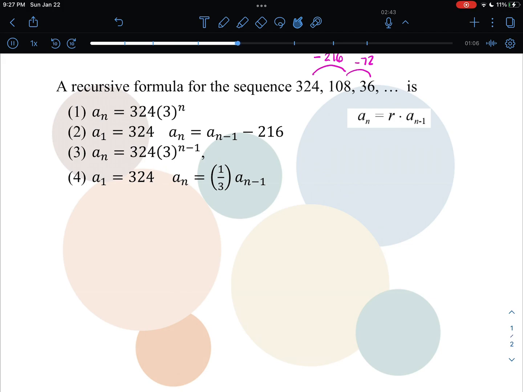To test for a geometric sequence, I'm going to put the one after it on top of the one before it in a ratio. And when I do this, I notice that they both have a 1/3 ratio, which is my common ratio.